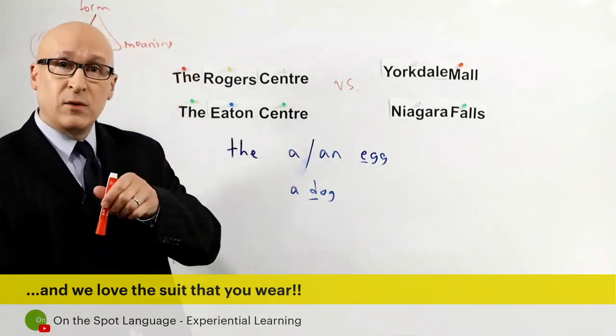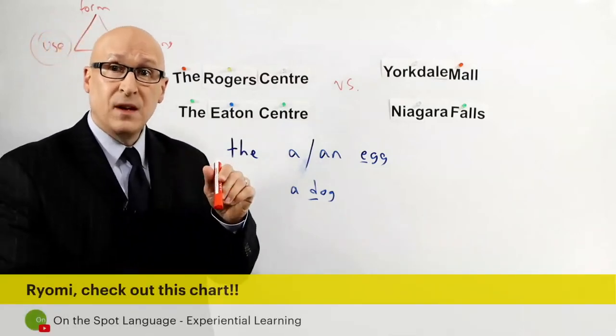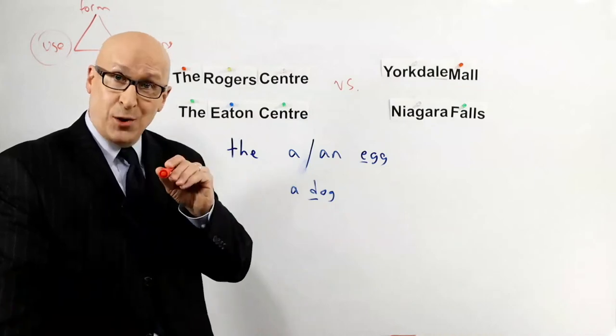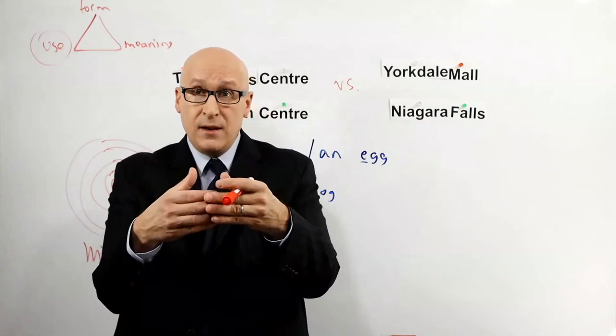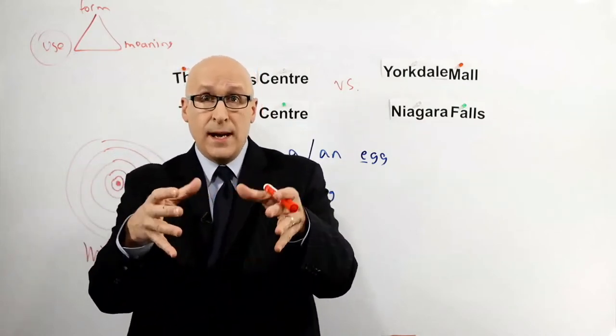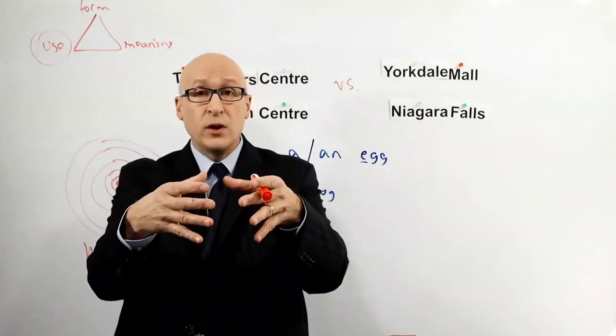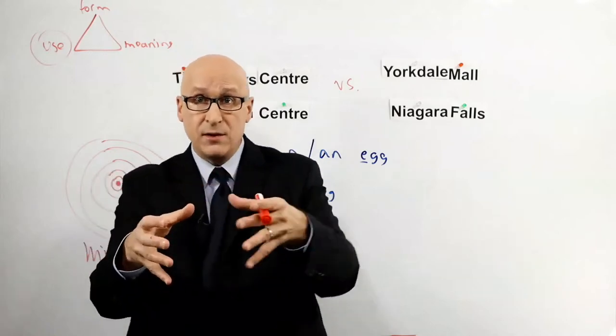So On the Spot is a language program in Toronto, Canada. Ryomi and Kenta are students there. So they're in a speech community, right? On the Spot language program is a nice small program, and they have their own little community, their own little culture inside there between the educator, Anish, and his students.